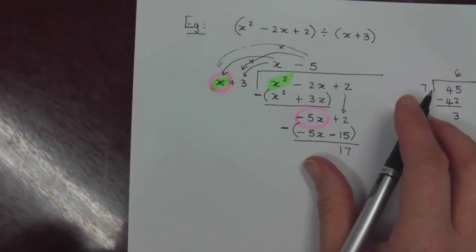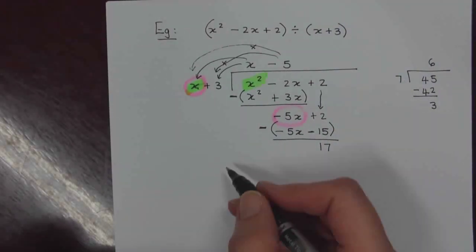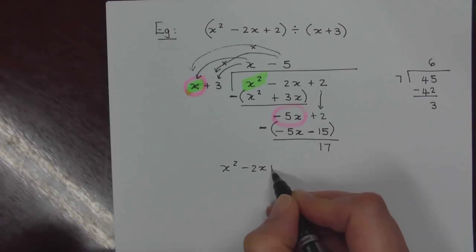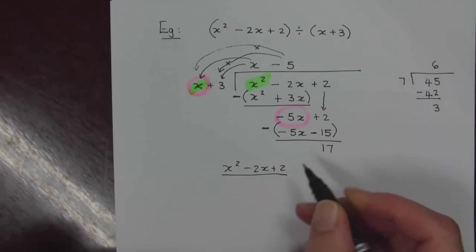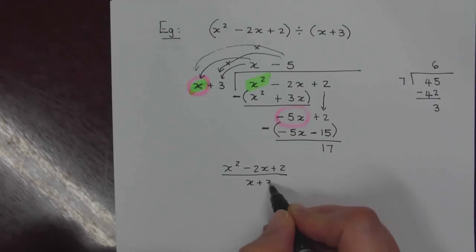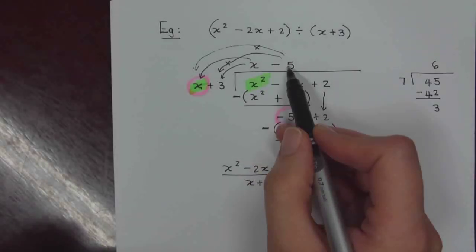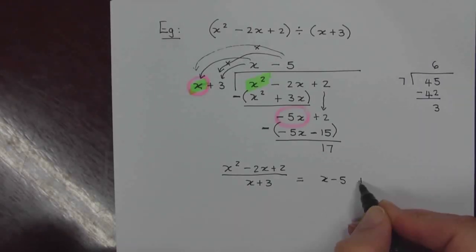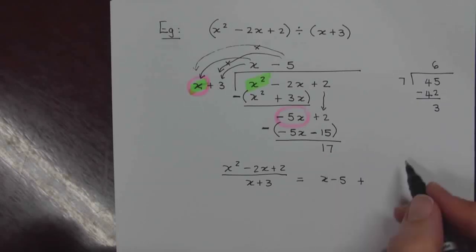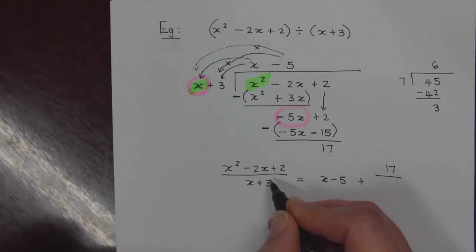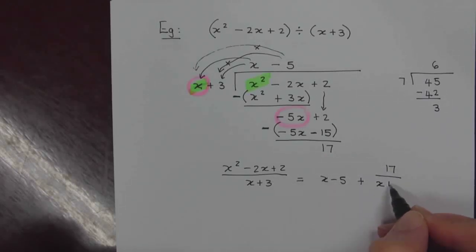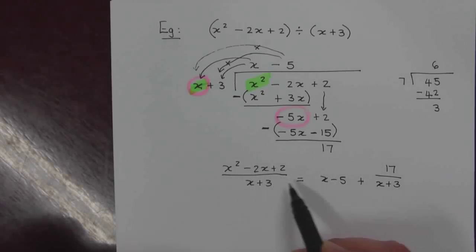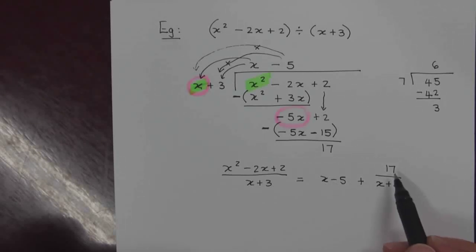So looking back at those previous ones, I can say, therefore, x squared minus 2x plus 2 divided by that x plus 3 is then equal to my quotient, my answer, x minus 5, plus my remainder, 17, and that remainder stays on that x plus 3 right there. So this is what I'm doing. I'm breaking this up, saying that divided by that is equal to my quotient plus my remainder.